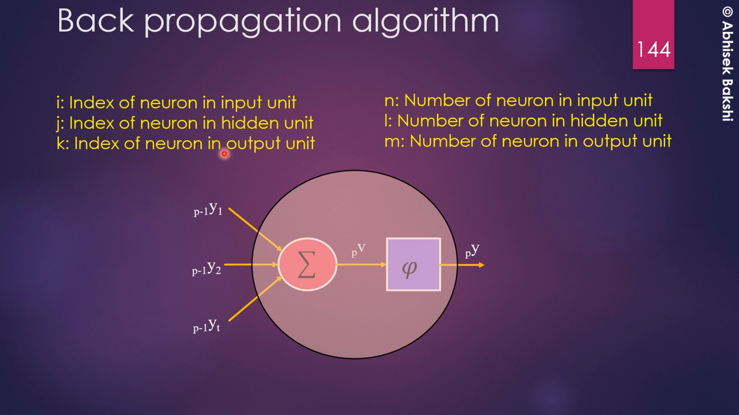Okay. Similarly, I have to know how many neurons are present in those layers, right? In the case of the input layer, assume there are n neurons. In the case of the hidden layer, assume there are l neurons. And in the case of the output layer, there are m neurons. Okay. So these are the very basic assumptions before we start the derivation of the backpropagation algorithm.